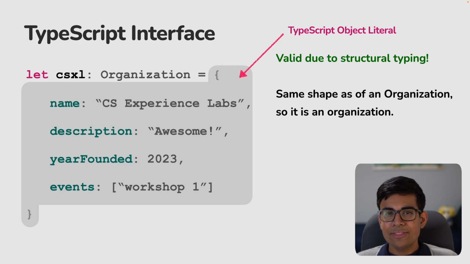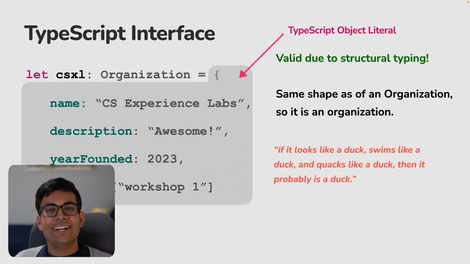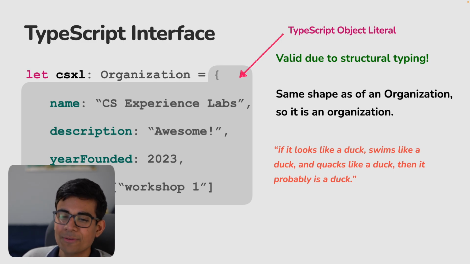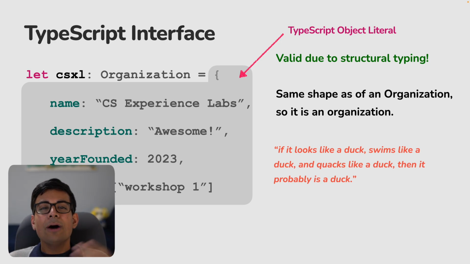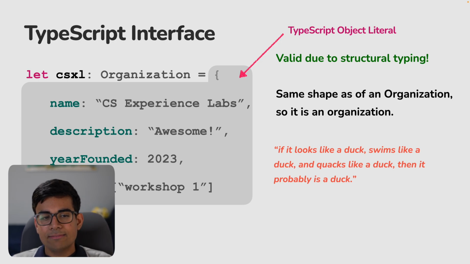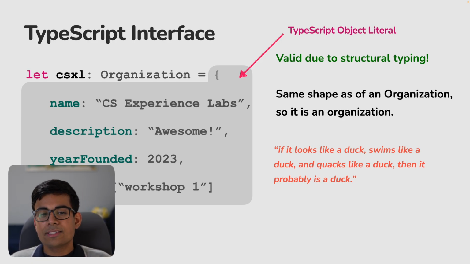Now, one quote that is in the reading that Professor Jordan added, which I think is great, is: if it looks like a duck, swims like a duck, and quacks like a duck, then it probably is a duck. How is this relevant? It's relevant because if an object, like this CSXL object, looks like an organization, has the same properties as an organization, has the same shape, then TypeScript will say, okay, this is probably an organization. And that's why this variable declaration here is valid.